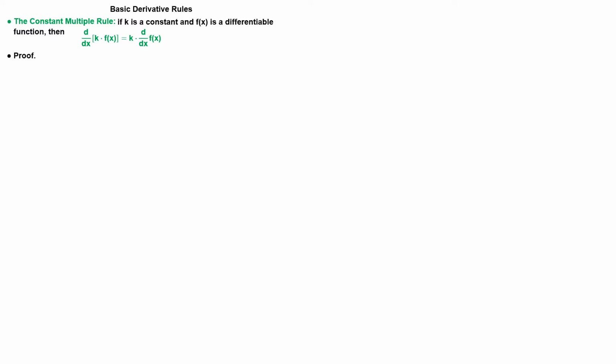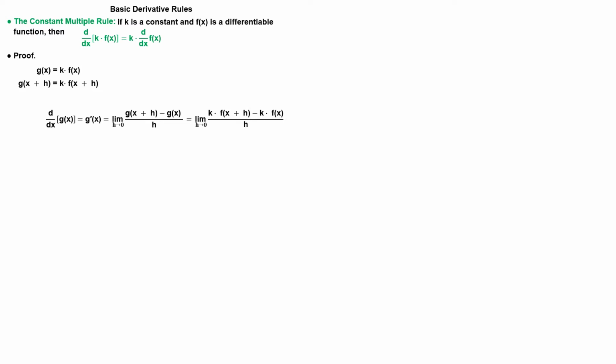The constant multiple function is denoted by g of x. Let g of x equal k times f of x. Now we use the definition of a derivative. We replace g of x with k times f of x and g of x plus h with k times f of x plus h. Now substitute them in the above equation.